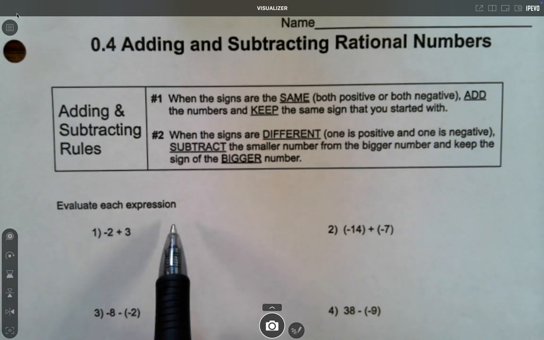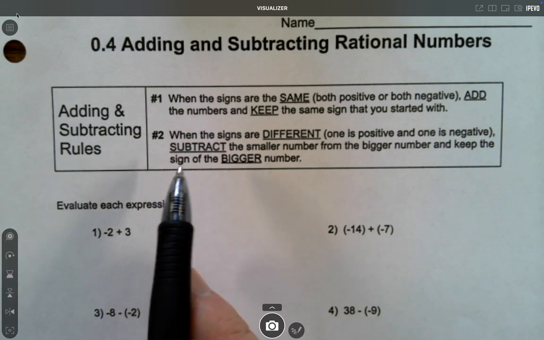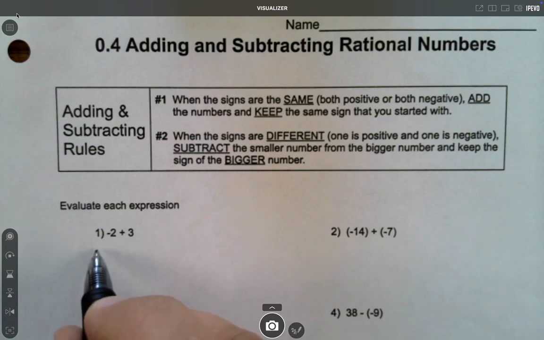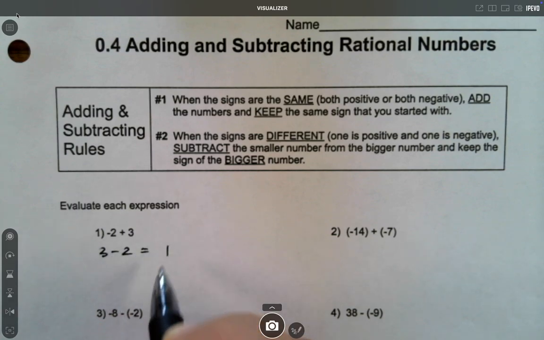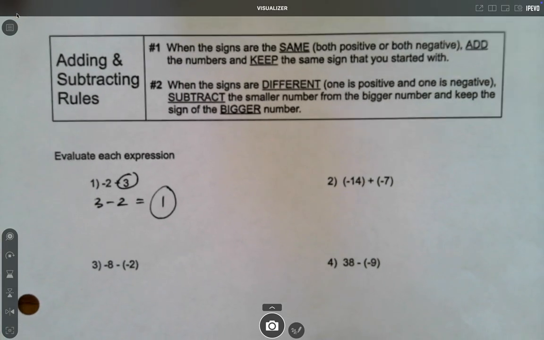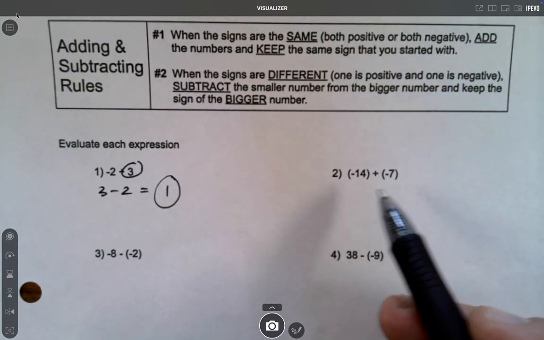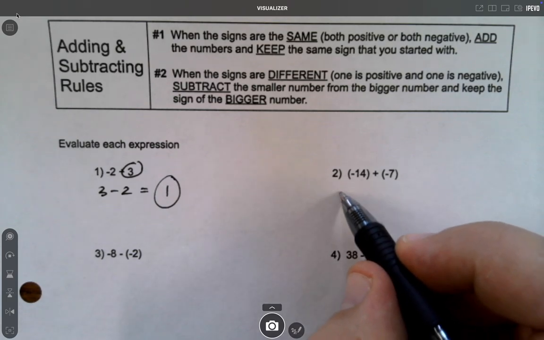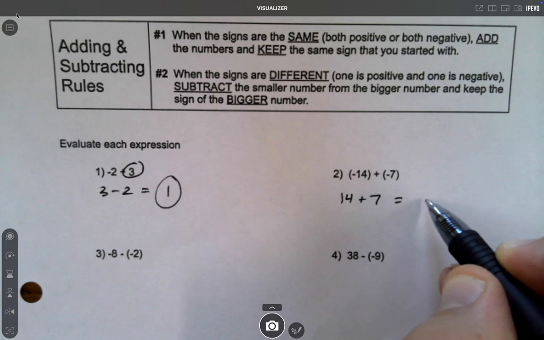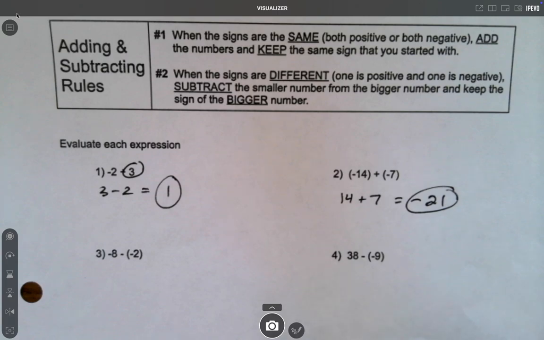Okay, so evaluate each expression. We have -2 plus 3. That's a negative and a positive number, so rule number 2 applies here. We do the bigger one minus the smaller one, and we keep the sign of the bigger one, which is the positive 3. So the answer is positive 1. Now on number 2, we're adding two of the same signs together. That's a negative and a negative. So we just add 14 plus 7, and we get 21. But because we started with negative numbers, we end with a negative number as well.